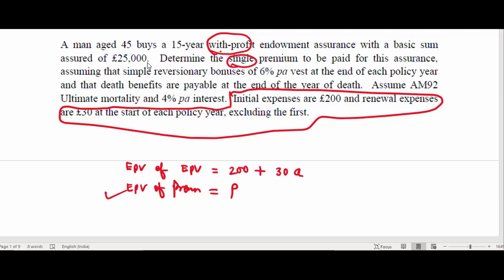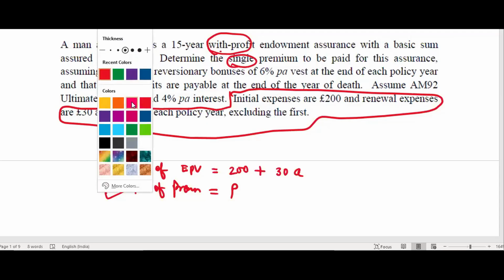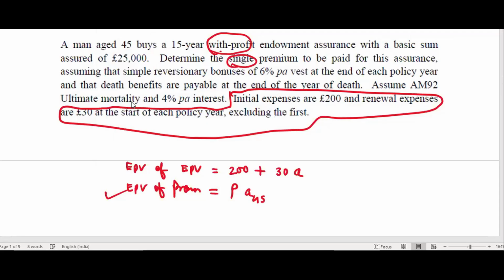Otherwise, whatever expression you write here, the same expression you have to write here. No due. If you write due here, no due. In addition to that, it's a 15 year. So 15 year. That's all. All right, so this part is not a problem. We have completed two parts now. This is this one and this one.